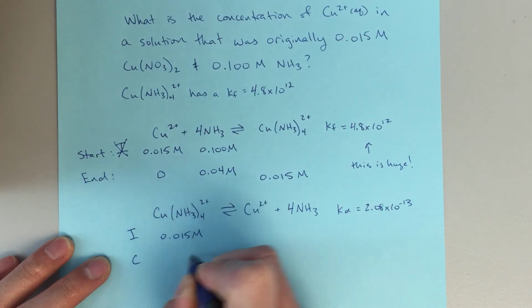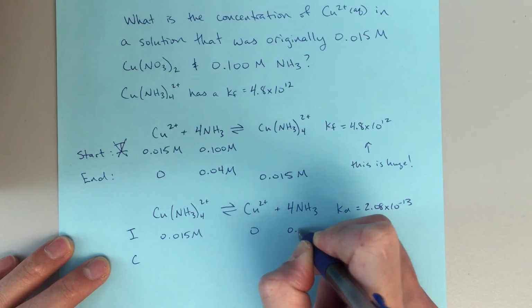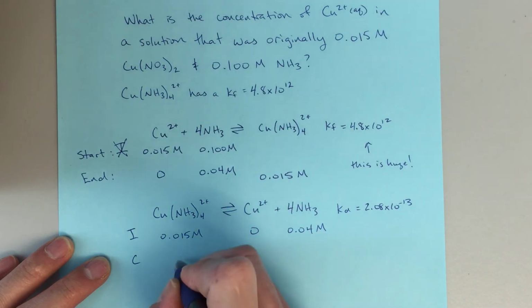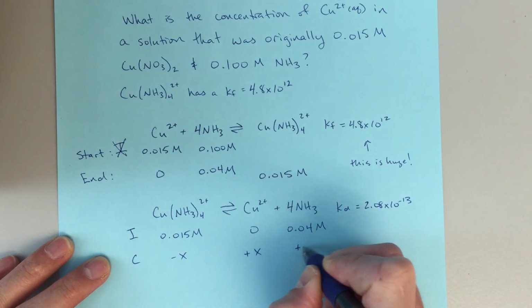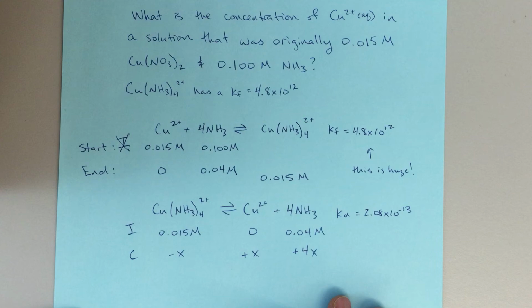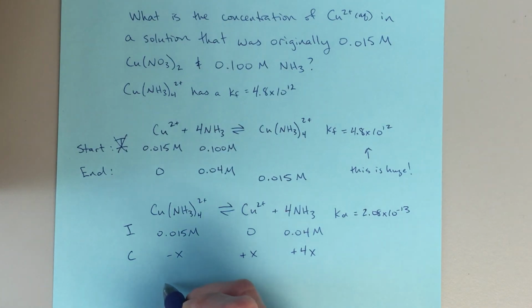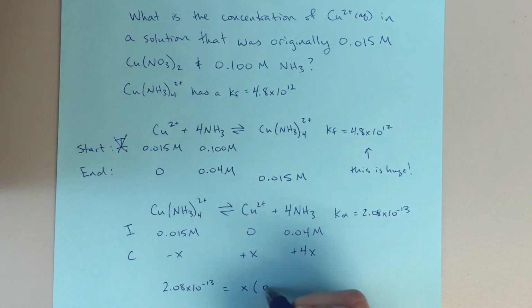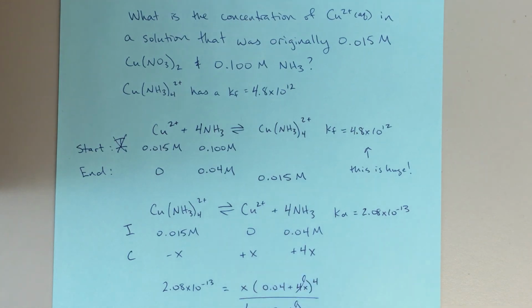0.015 molar, 0, and 0.04 molar. So now I'm going to do minus x, plus x, plus 4x, right? Don't forget that. In this case, it doesn't really matter since it's going to be negligible anyhow, but just good practice. And then I'm basically going to solve for x, right? So 2.08 times 10 to the minus 13th equals x times (0.04 plus 4x) to the 4th power. Don't forget that. Really easy thing to forget there. Something that I will forget all the time, times (0.015 minus x).